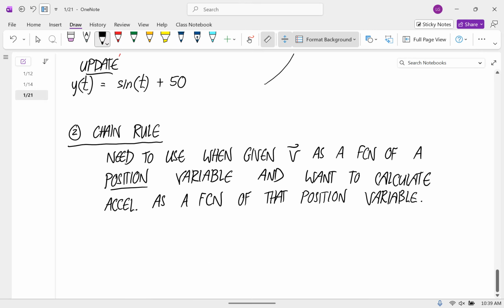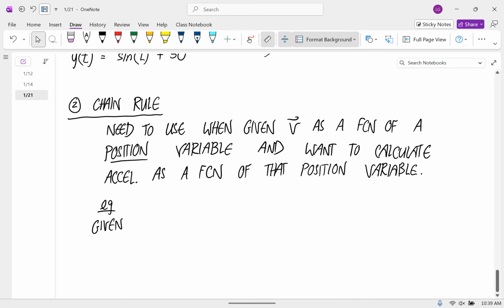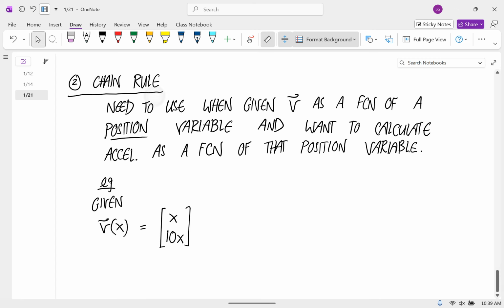Okay, so for example, let's say that you're given the velocity as a function of x is equal to ⟨x, 10x⟩. And you want to calculate the acceleration vector as a function of x.